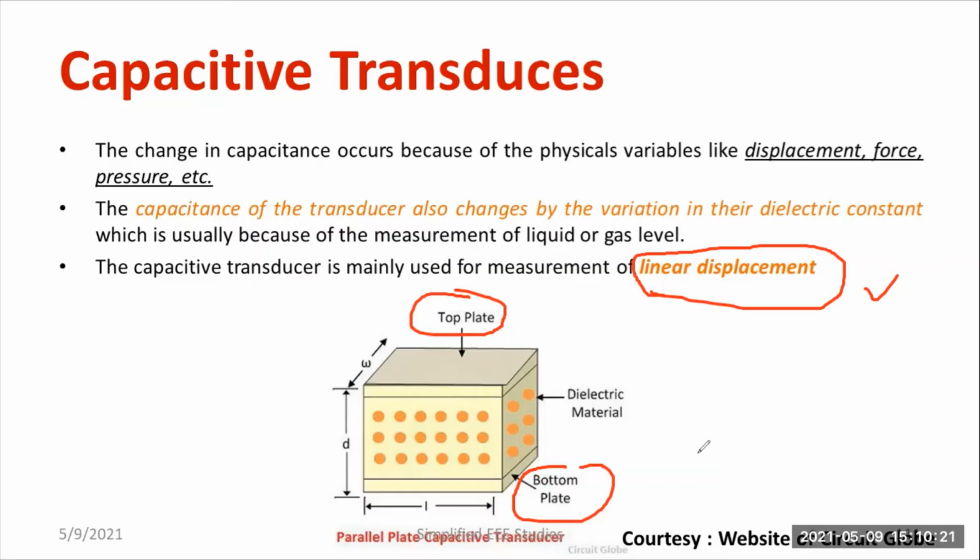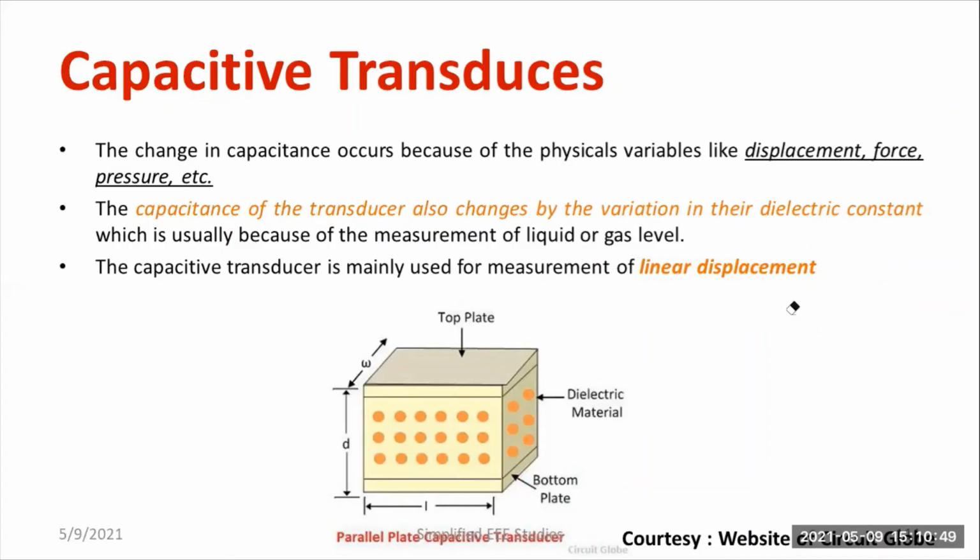Clear? Whenever a mechanical object is directly connected to the capacitive transducer, sometimes D will be varied. D means the distance between the two plates, and that gets varied. In some cases the width will be varied, because the plate area changes. Thus the capacitance will change. The displacement is directly proportional to capacitance, so you can measure displacement in terms of capacitance. That is exactly what happens in a capacitive transducer.